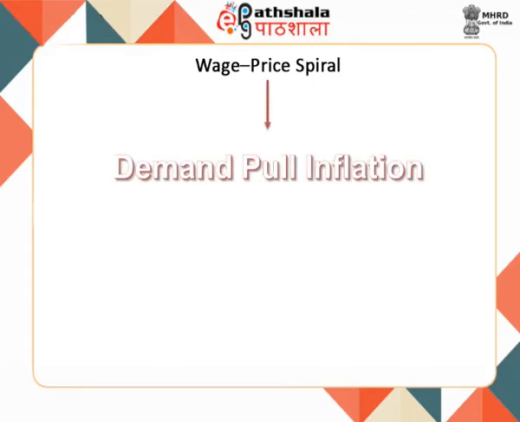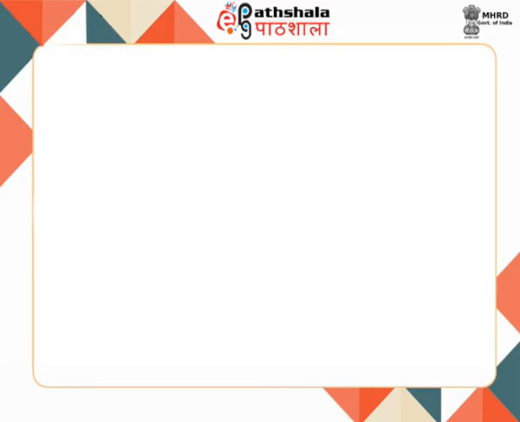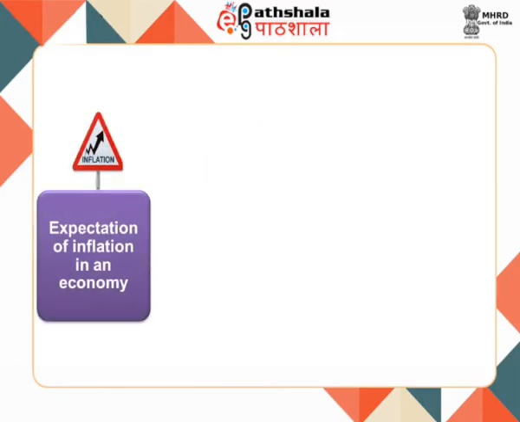As there is increase in wage rate, there is increase in factor incomes, especially of labor. Due to increase in their wage rates, now labor can spend more, thereby increasing aggregate demand for an economy. This process of wage price spiral starts with the expectation of inflation in an economy.